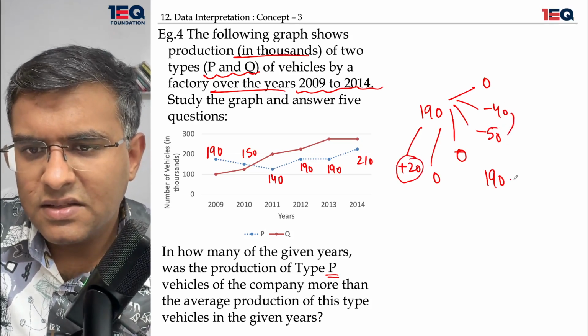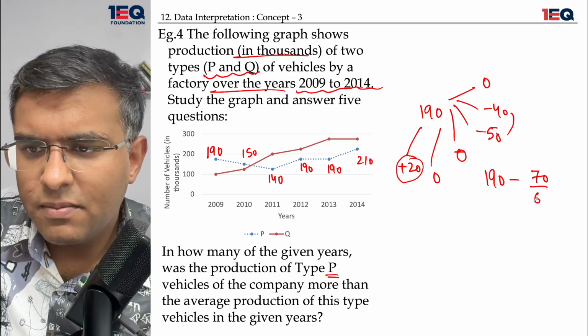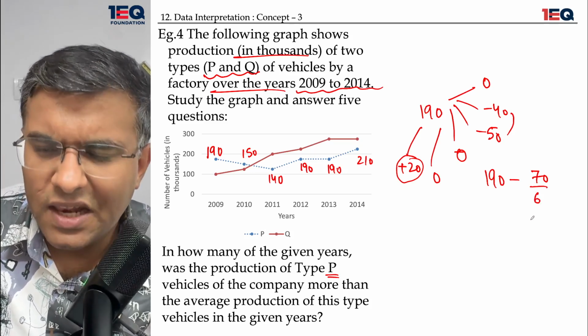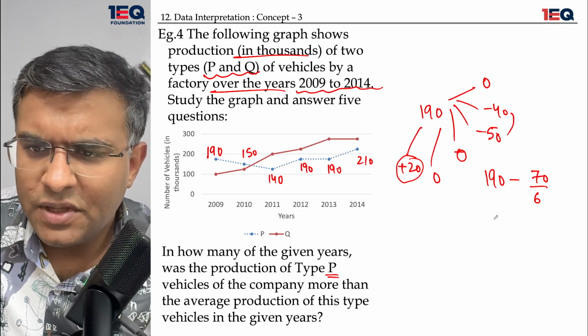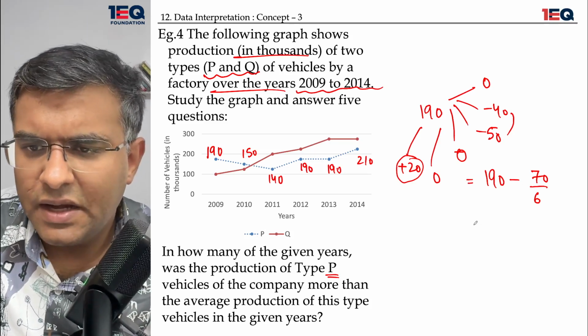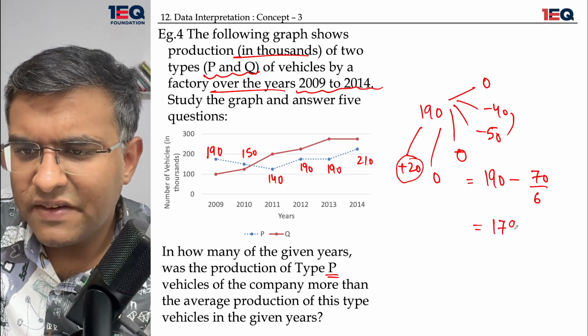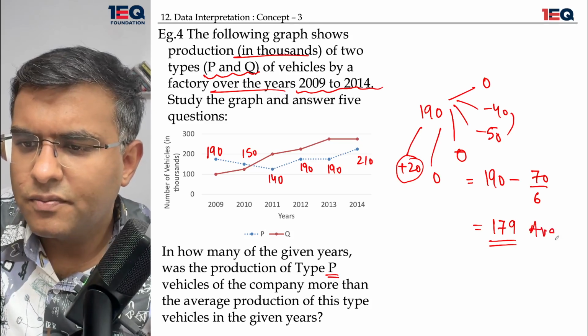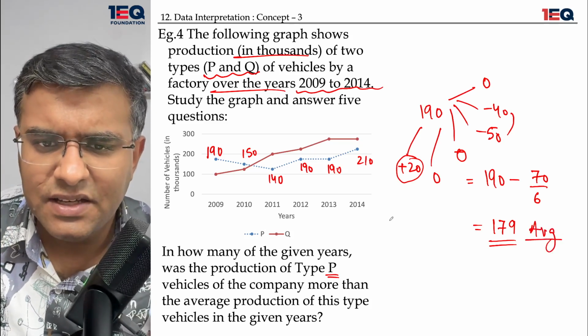This is minus 70 divided by 6. This gives me around 11, 11 point something. Minus from 190, this gives me 179 as my average. 179 something is the average.